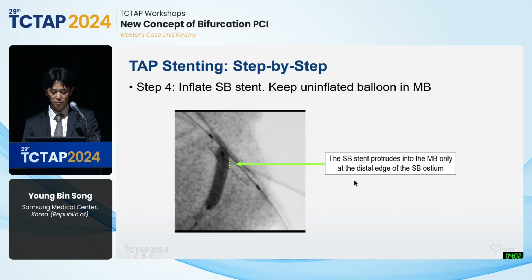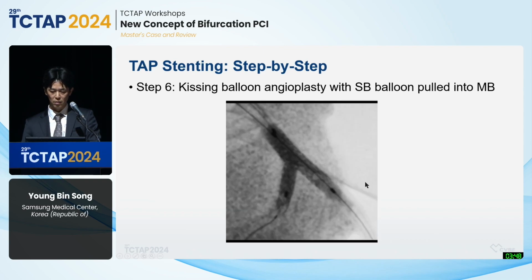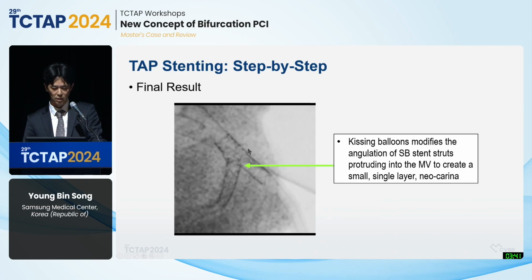The side branch stent protrudes into the main branch only at the distal edge of the side branch ostium. And then pull side branch stent balloon slightly back into the main branch, and then kissing balloon angioplasty was performed. That's it. It is the TAP stenting technique. This is our final result, and kissing balloons modifies the angulation of side branch stent struts protruding into the main vessel to create a small single layer neocarina.